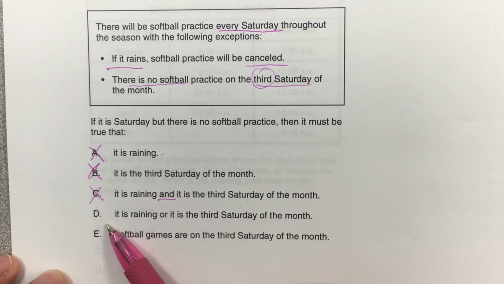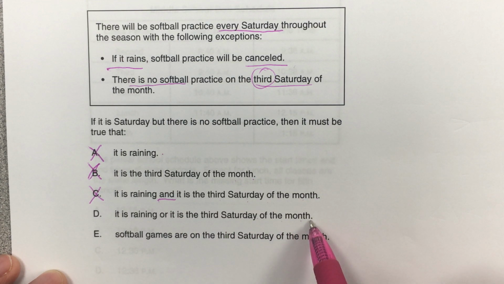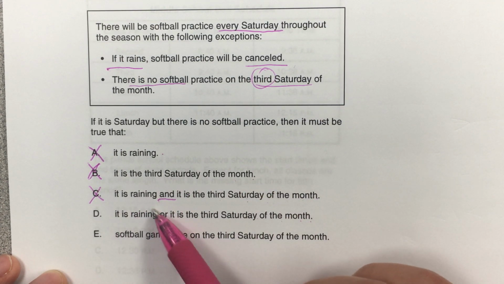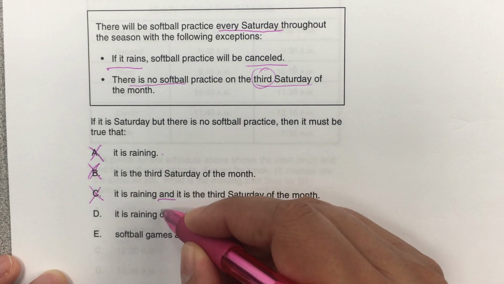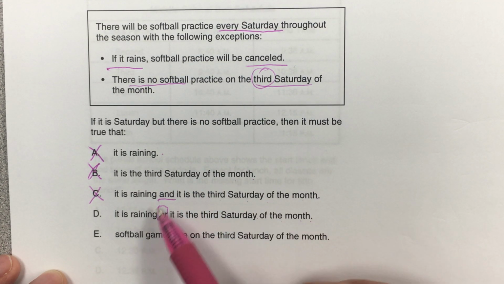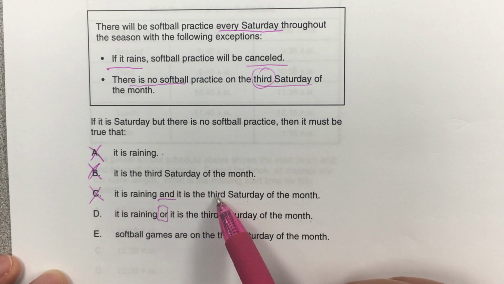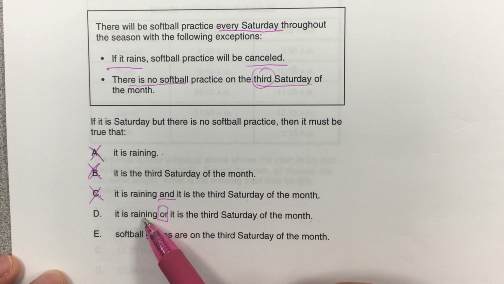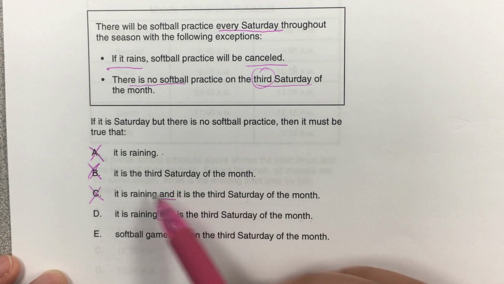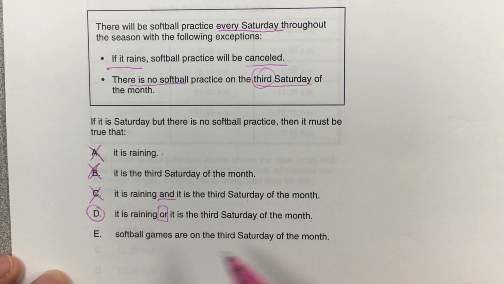So letter D says it is raining or it is the third Saturday of the month. Yeah, it can be for this reason or it can be for this other reason, okay? So basically letter C is saying that both have to happen in order to cancel the practice. And no, it has to be one or the other, not both at the same time. So that will make sense. Okay, it can be one for one reason or for the other.